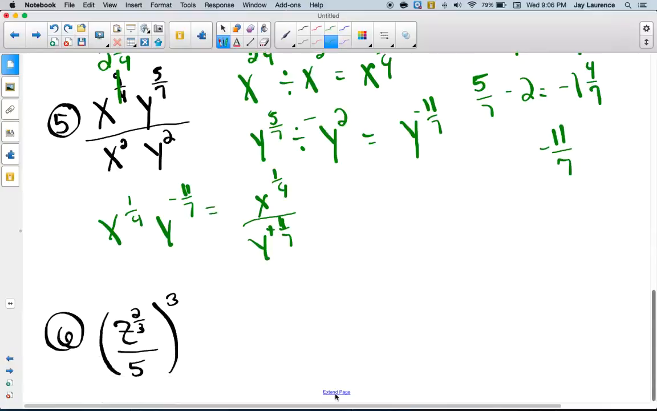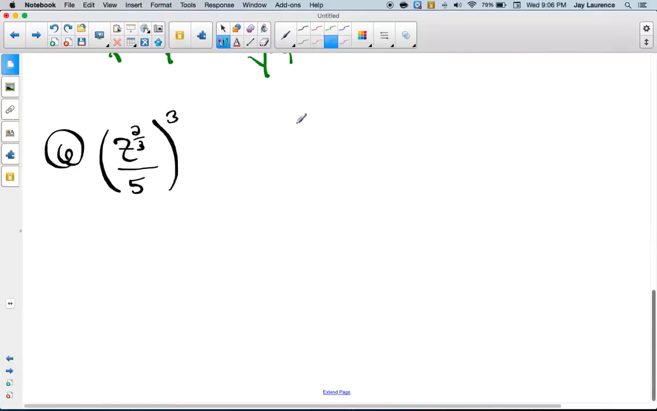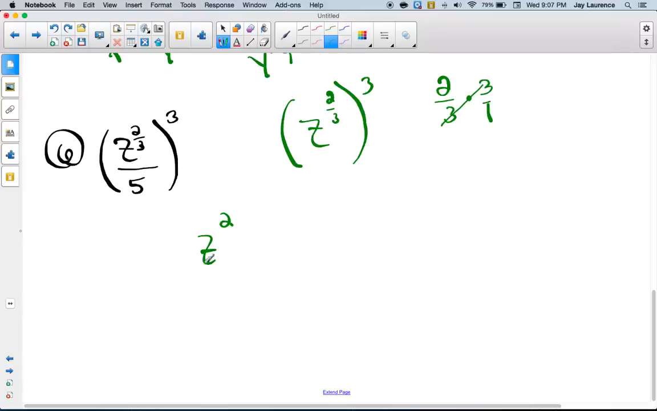So here I have a power raised to a power. So I'm going to take z to the 2/3 and I'm going to cube it, right? Which means I'm going to multiply 2/3 times 3/1. Those will cancel, leaving me with 2. So the numerator is going to become z squared. Now the denominator is just 5 cubed. Well, 5 times 5 is 25, times 5 is 125. And there you go. Hopefully this helped, okay?